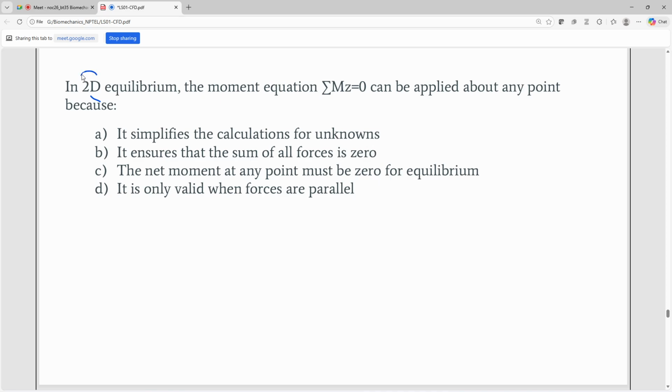So the question is, in 2D equilibrium, the moment equation sigma Mc is equal to 0 can be applied at any point because of which of the following conditions? Option A, it simplifies the calculation for unknowns. Option B, it ensures that the sum of all forces is 0. Option C, the net moment at any point must be 0 for equilibrium. Option D, it is only valid when forces are parallel.